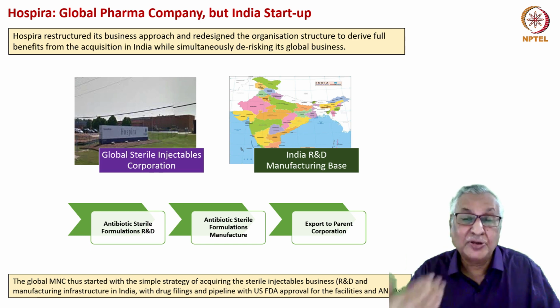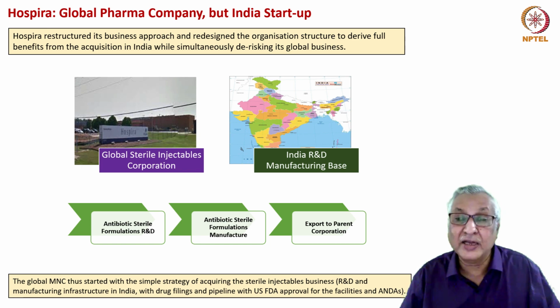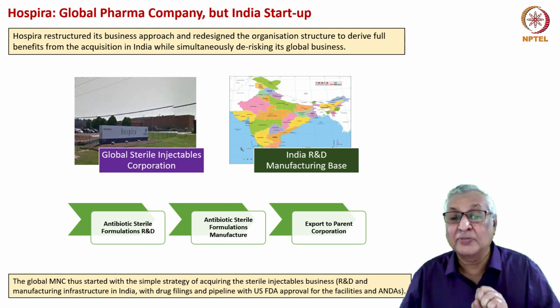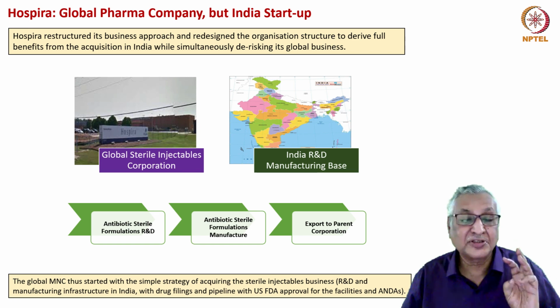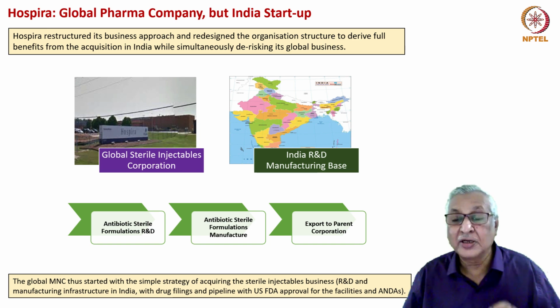But I was able to advocate a much deeper and much wider presence in India than what Hospira's leadership team envisaged at the time of purchase of the sterile injectables business. So the Global Sterile Injectable Corporation, that is Hospira, became an India-centric R&D and manufacturing corporation. Antibiotic sterile formulations R&D, antibiotic sterile formulations manufacturing, and capable of being exported to the parent corporation were the three drivers of the initial phase of Hospira.